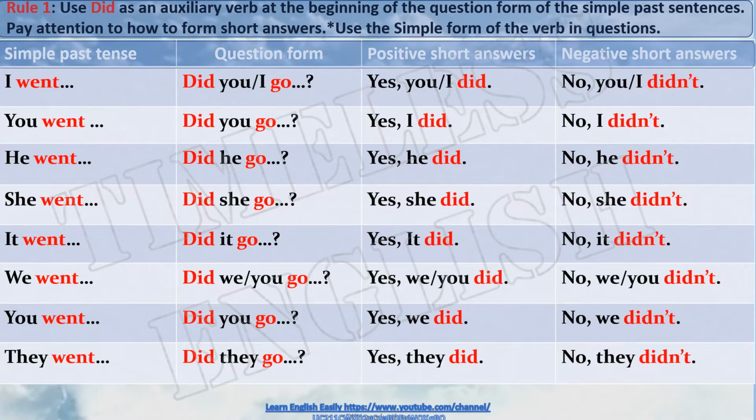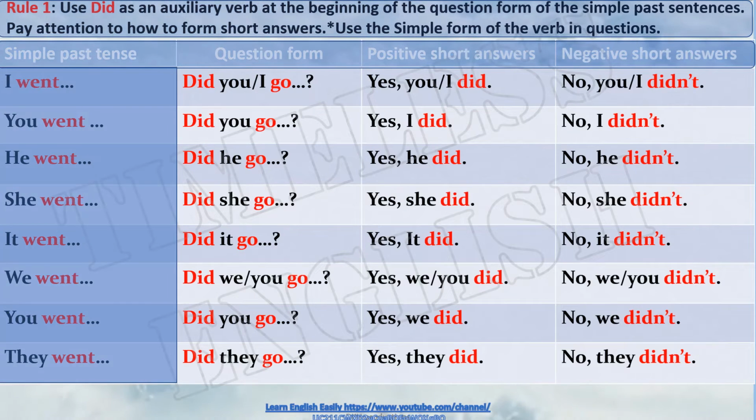Subject pronouns with the simple past form of the verb go, comparing with question forms and short answers. I went. You went. He went. She went. It went. We went. You went. They went.